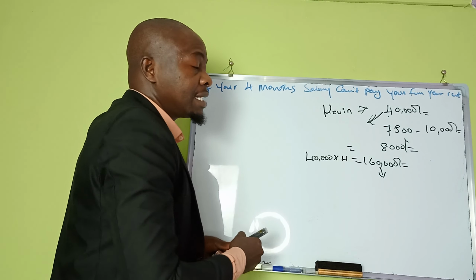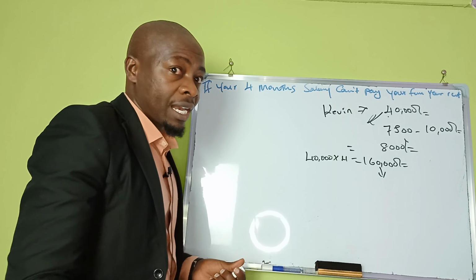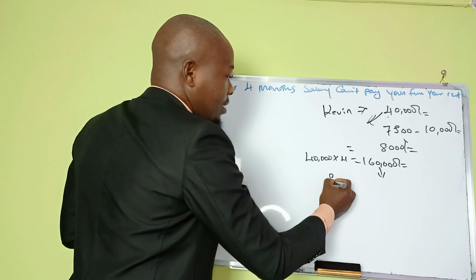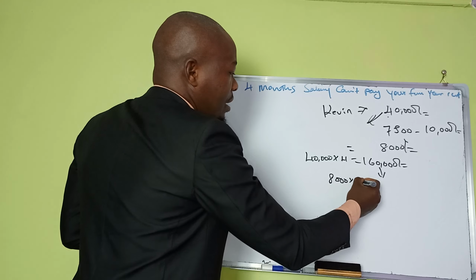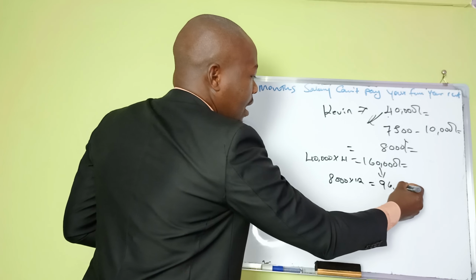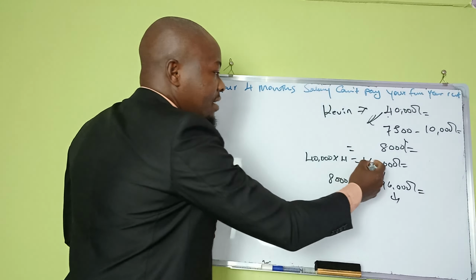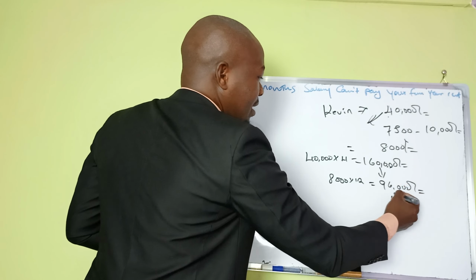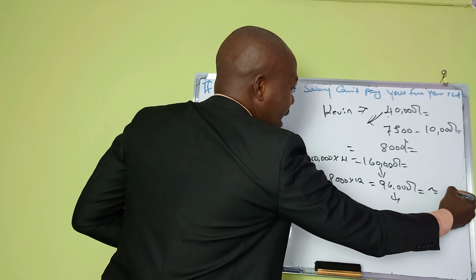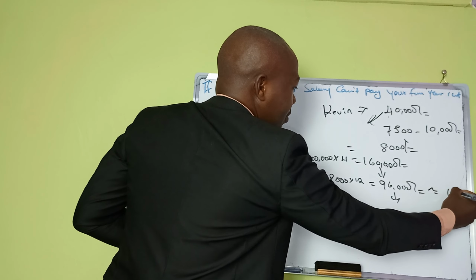Now let's see how much he pays for a year as far as the rent is concerned. It is 8,000 multiplied by 12. It gives 96,000. So it simply means the 160,000 subtract this one. Let's say this is approximately 100,000. So there is a difference of say 65,000 or thereabout, or 64,000, so to speak.